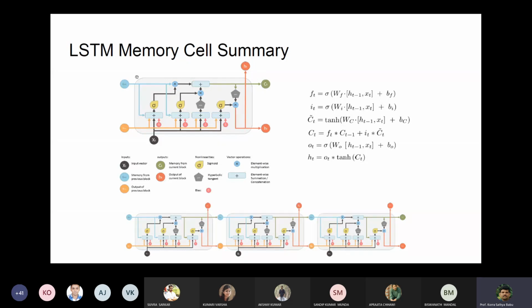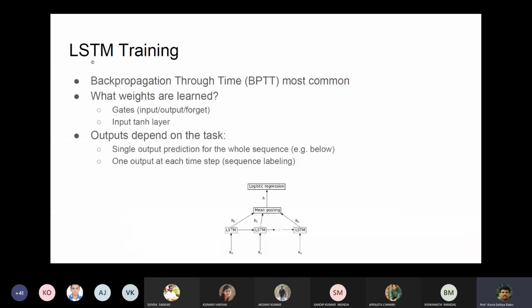These are the list of steps that are to be followed for an LSTM output. Now, for LSTM training, you again use backpropagation through time, which is most commonly used. Of course, we need to adjust the weights with respect to the different gates, that is, the input gate, output gate, and forget gate, which use the sigmoid layer.